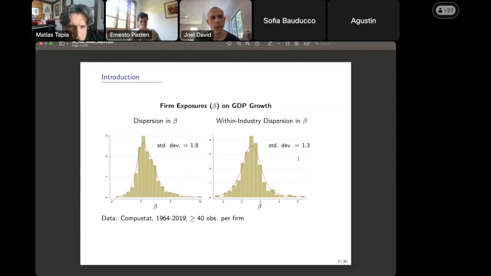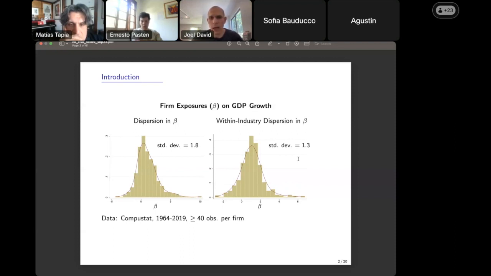What I'm showing here is a really simple exercise where I've taken the set of US publicly traded firms from CompuStat. For each firm, I run a time series regression of its sales growth on aggregate GDP growth. In the left-hand panel, I'm plotting the distribution of the coefficients from those regressions, what I'll call beta. We can see these betas, the sensitivity of each firm's sales to aggregate GDP, are extremely heterogeneous. They range from almost 10 to almost -5, with a mean of around 1, like we might expect.